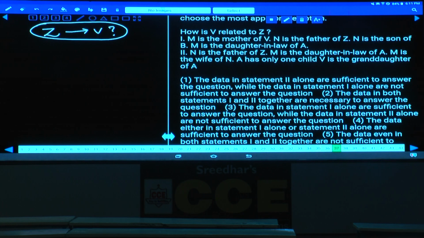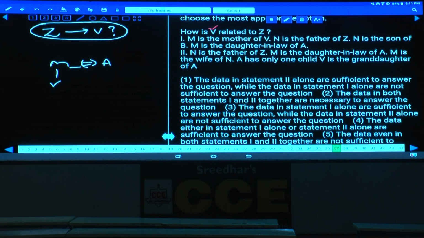Hence first we should represent the data like this. Now the question is about what? How is V related to Z? Then M is the mother of V. M is the mother of V can be written like this. N is the father of Z. N is the son of B. And M is the daughter-in-law of A. M is the daughter-in-law of A. A is here. M is the daughter-in-law of whom?